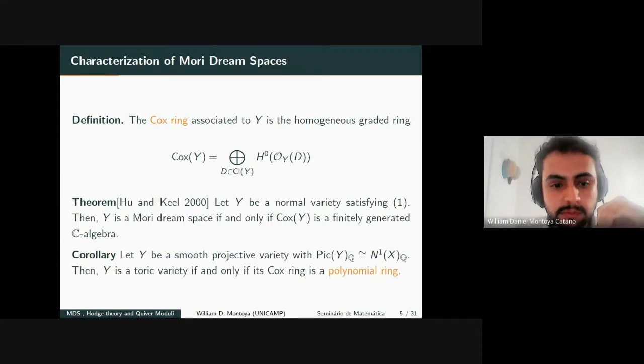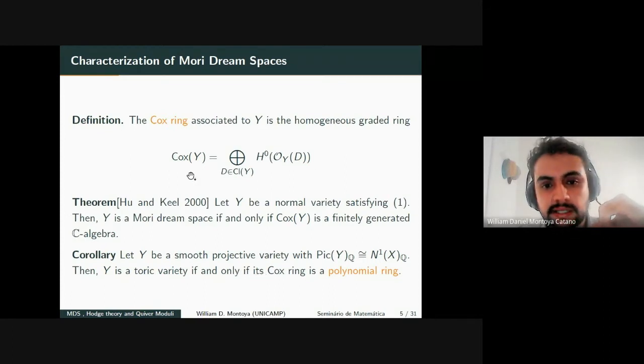Okay, and this is how I got involved in these Mori dream spaces, because these, as you can see in the corollary, are the natural extension of toric varieties. During my PhD, I worked mostly with projective simplicial toric varieties, and this looks like the natural extension of this kind of toric varieties, as you can see here.